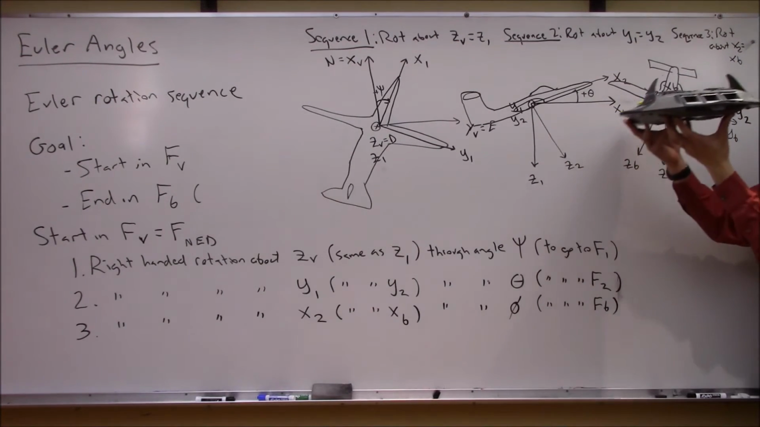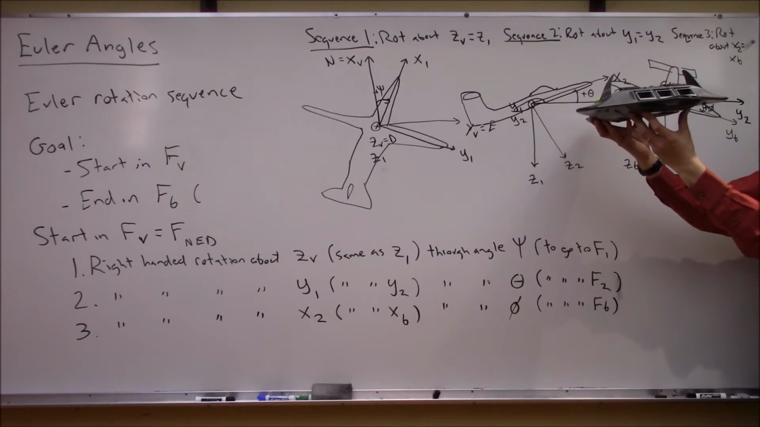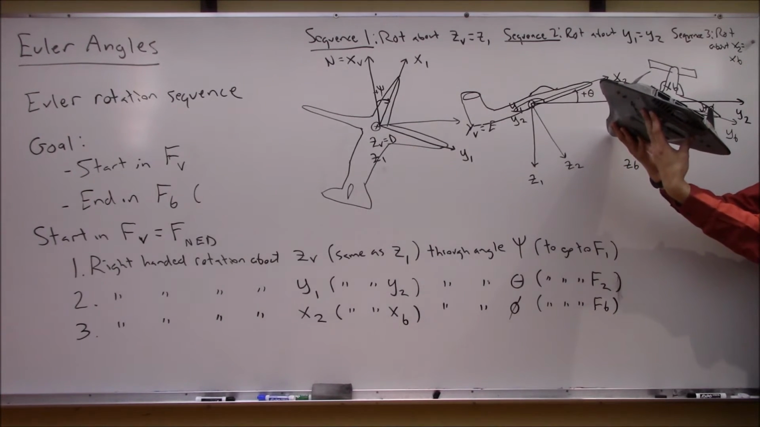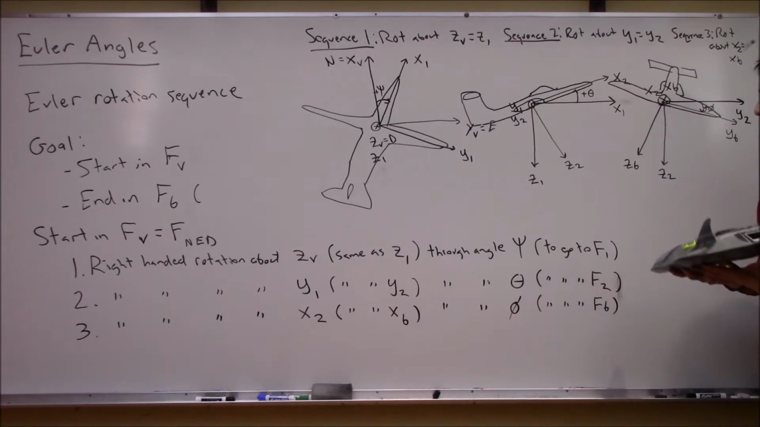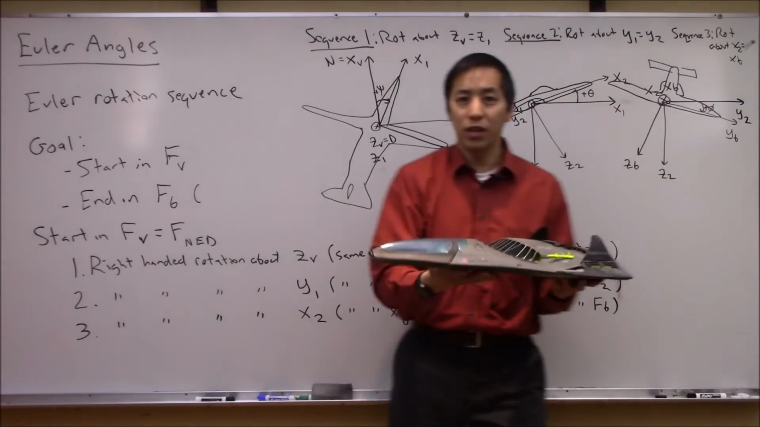I don't know if you can see that too well in the camera, but you're looking at the back of the aircraft, and now we're going to rotate that way, right? The right wingtip goes down for a positive phi. Okay, that gets us to the body axis. So if we put all of this together, maybe I'll come over here where you can see this a little bit better.